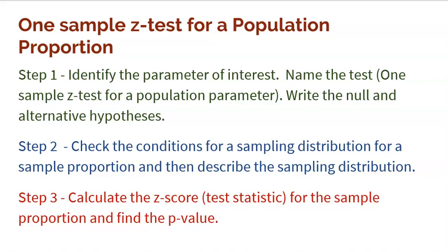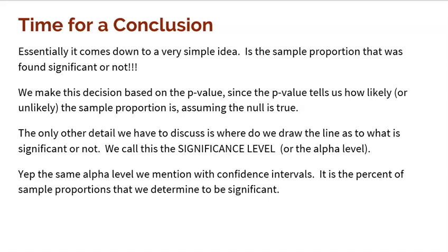Now it's time to make a conclusion. Guys, essentially it comes down to a very simple idea. Is the sample proportion that was found significant or not? We make this decision based on the p-value, since the p-value tells us how likely or unlikely the sample proportion is, assuming the null is true, of course.